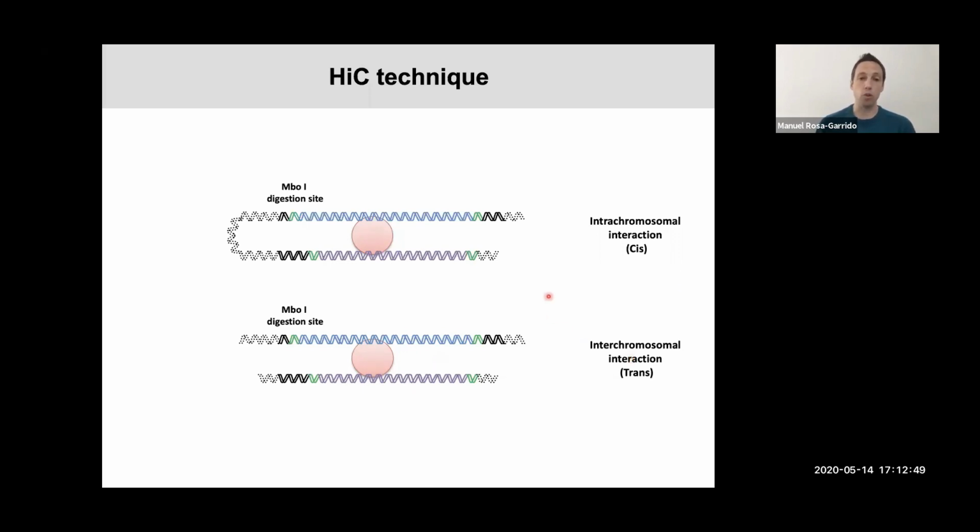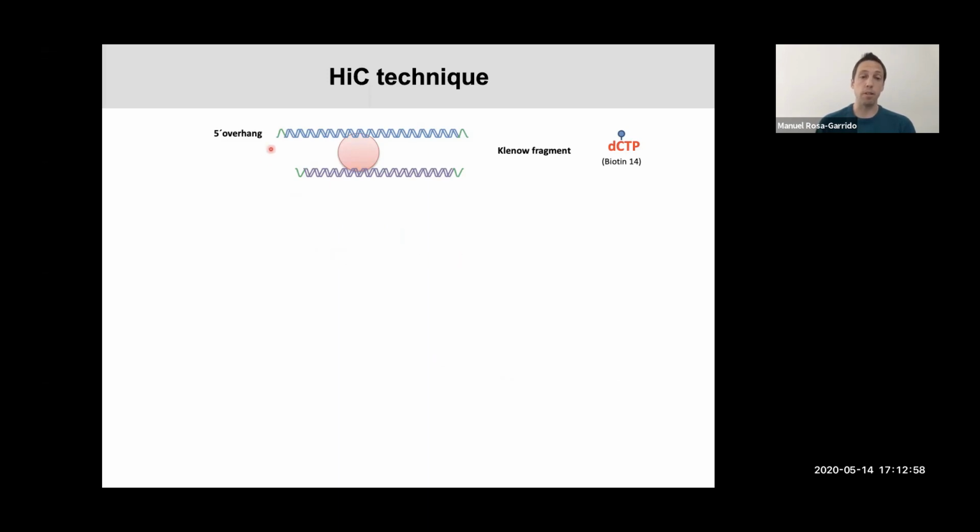After that, you digest the entire genome using a restriction enzyme. In our case, we use MboI. And the next step is to fill in the 5' overhangs using a Klenow fragment and dCTPs that are marked with biotin-14. So after this step, we perform a ligation reaction that is going to generate circular molecules of DNA like this one, which are formed by the two regions that were interacting in 3D.